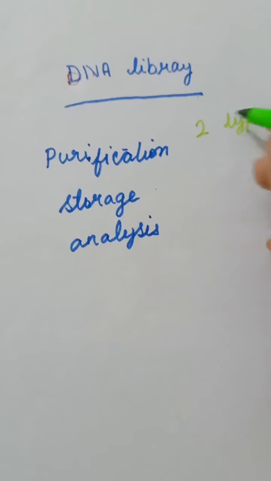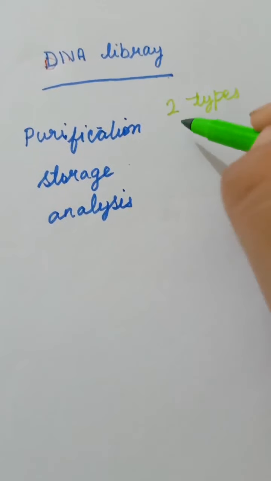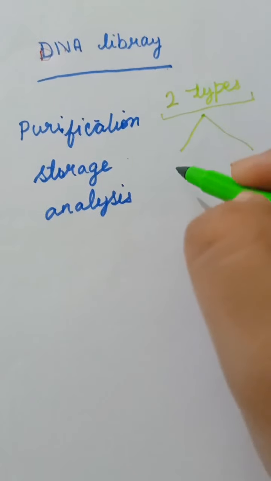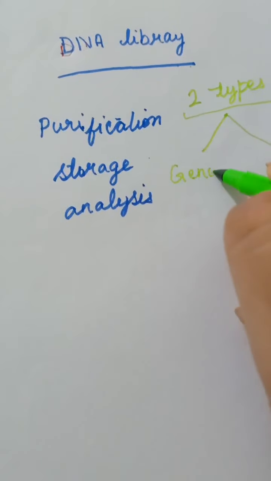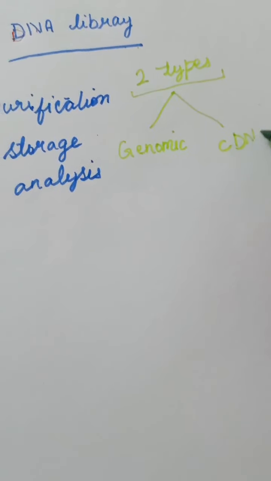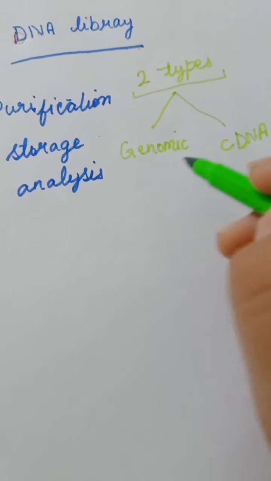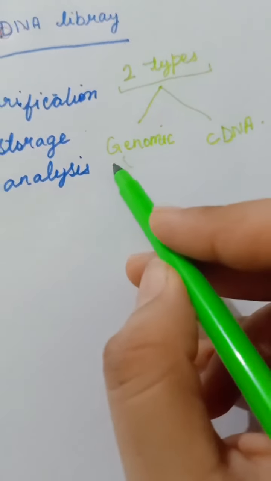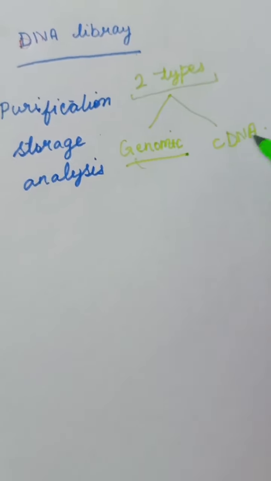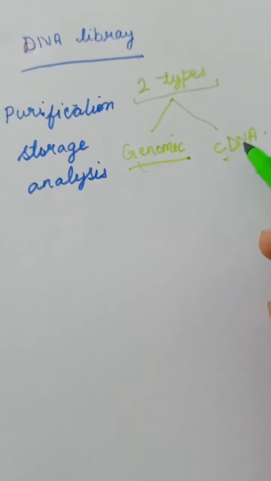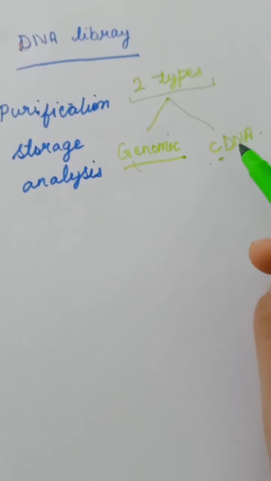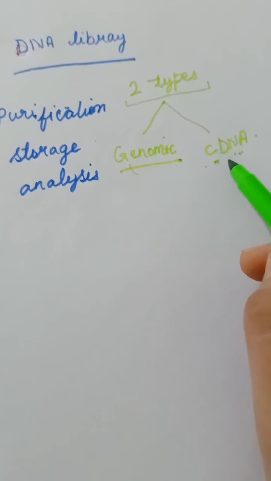What are these two types? As I already told you, these two types are on the basis of their source DNA. So first is your genomic library. Another one is cDNA library. Now what are the genomic and cDNA libraries? In a genomic library, whole genomic DNA is used for construction of the library, while in a cDNA library, we use copy DNA, or complementary DNA, for making our library.